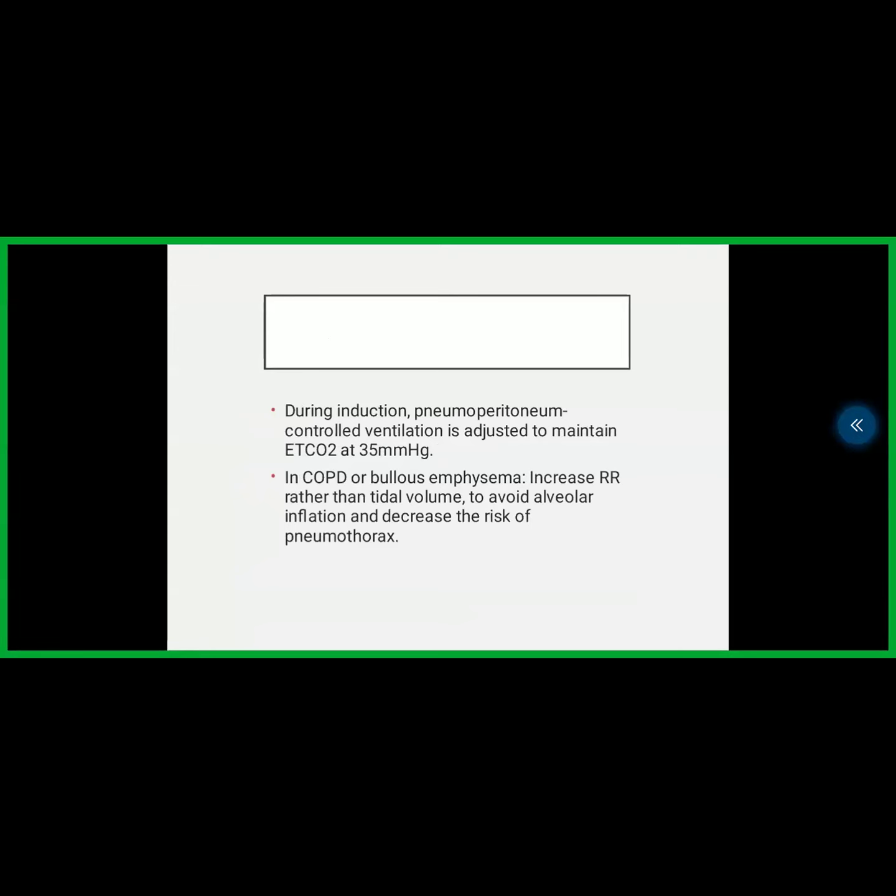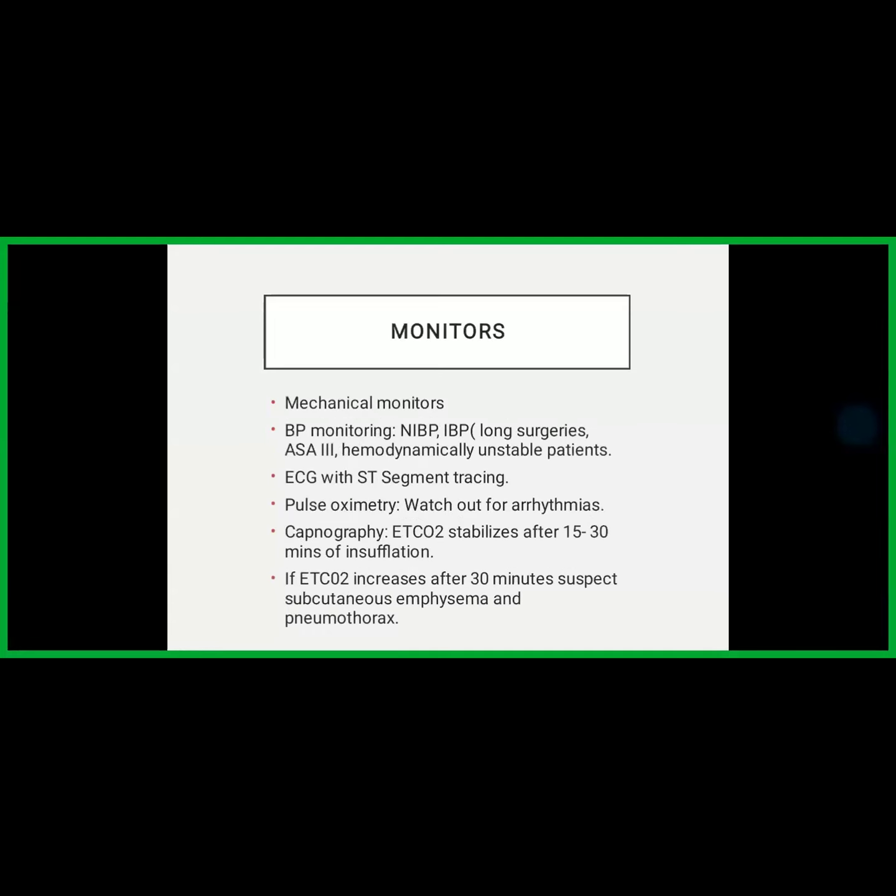During induction, with pneumoperitoneum, controlled ventilation is adjusted to maintain the end-tidal carbon dioxide at 35 millimeters of mercury. In patients that have chronic obstructive pulmonary disease or bullous emphysema, there is an increase in the respiratory rate rather than tidal volume. This is to avoid alveolar overinflation and decrease the risk of pneumothorax in these patients.